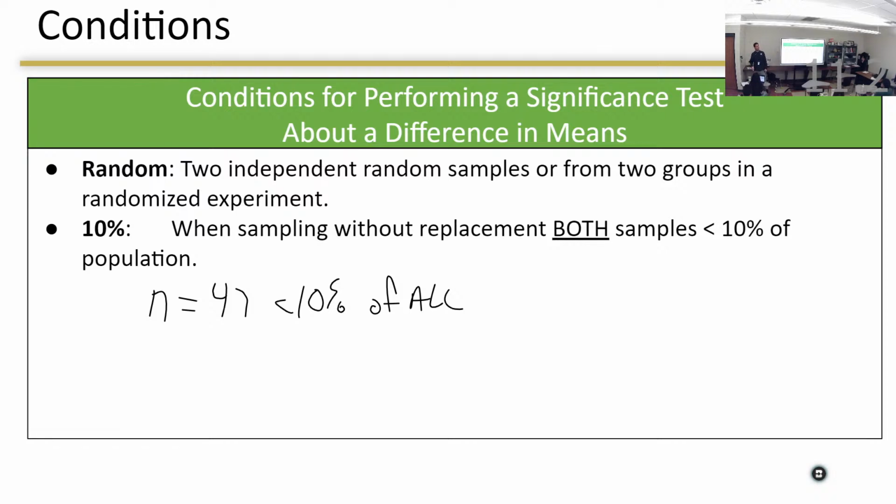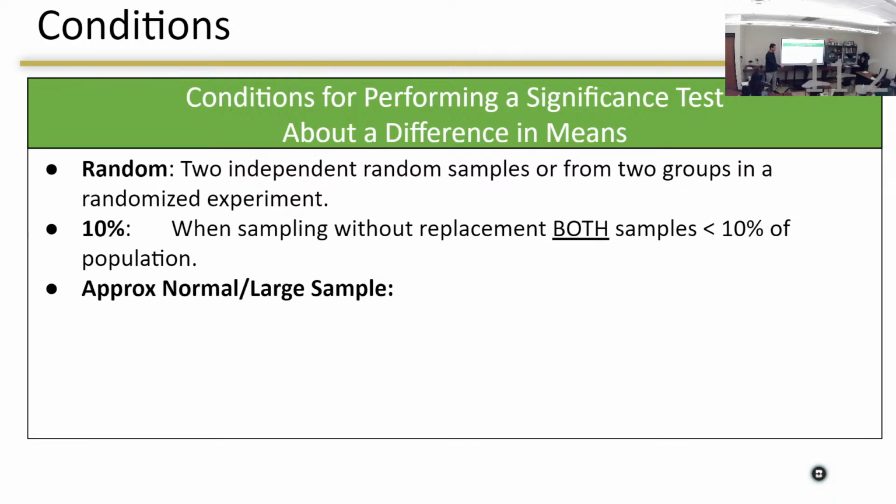Less than 10% still doesn't do it. 47 is less than 10%. Now you're getting closer. Just finish it out, of all. Make sure that grader knows that you know what you're talking about. Okay, so both of them.